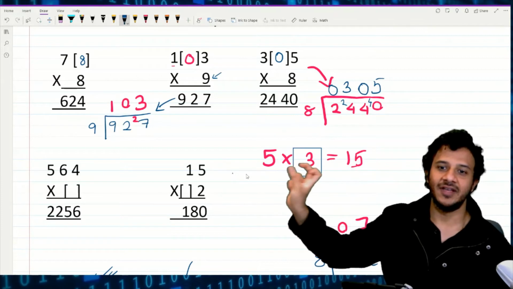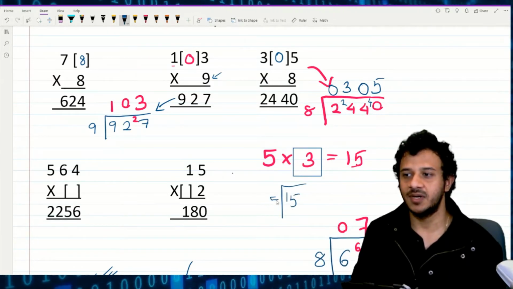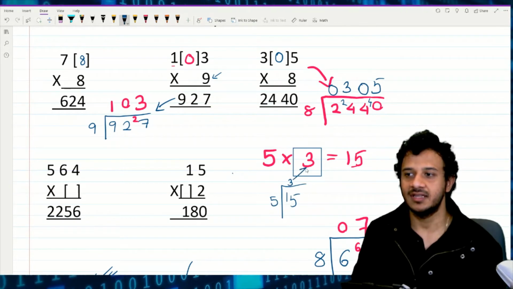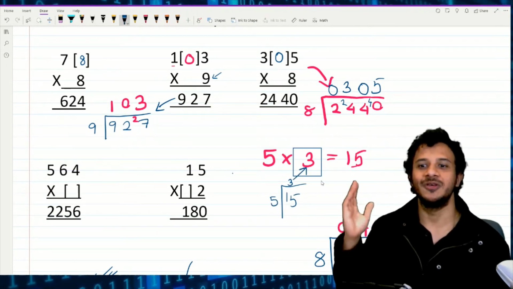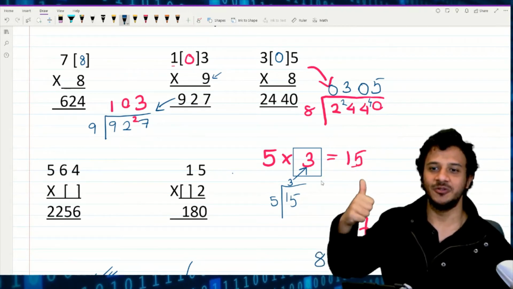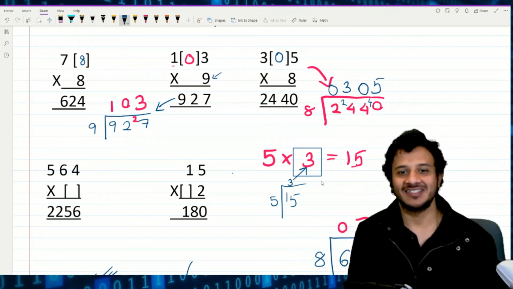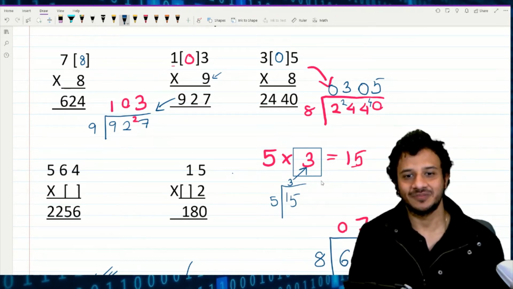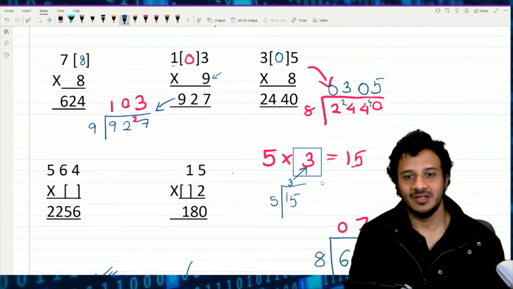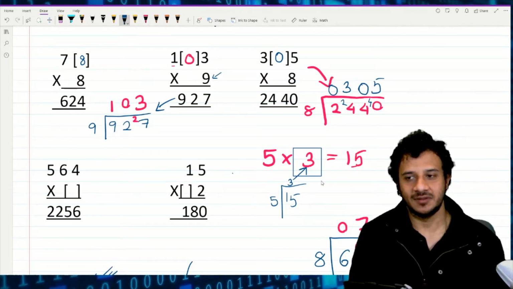15 divided by 5. 15 divided by 5 is 3. And 3 is the number which I want. So even here, when the second number is not given, what should you do? The answer divided by the first number gives you the second number. So we have to do the answer divided by the first number.